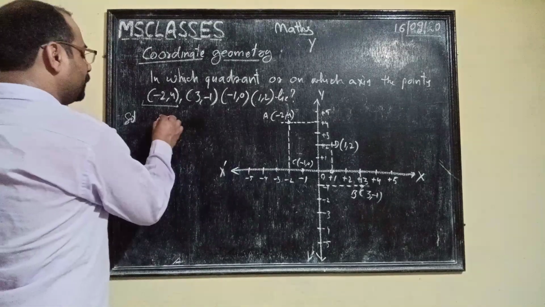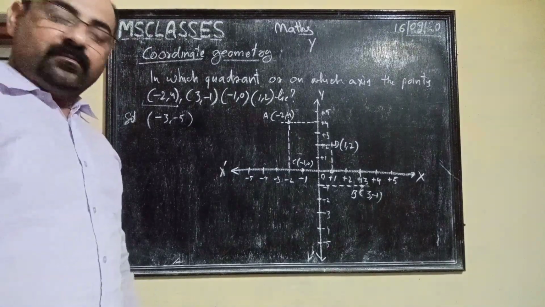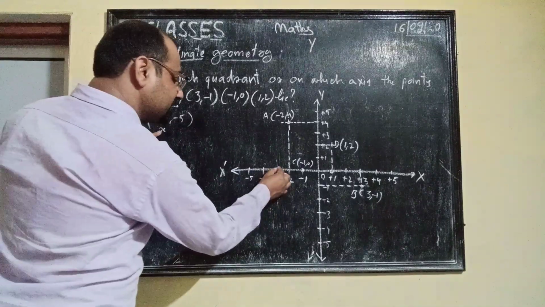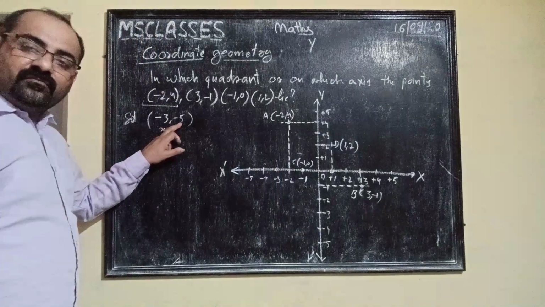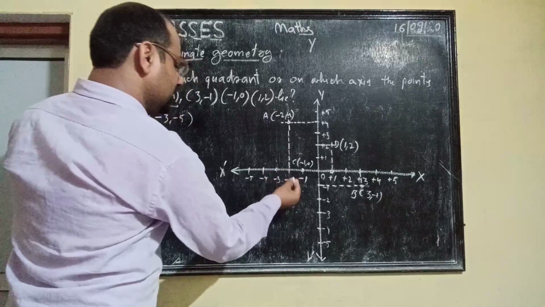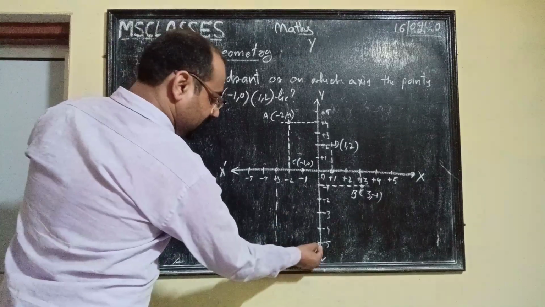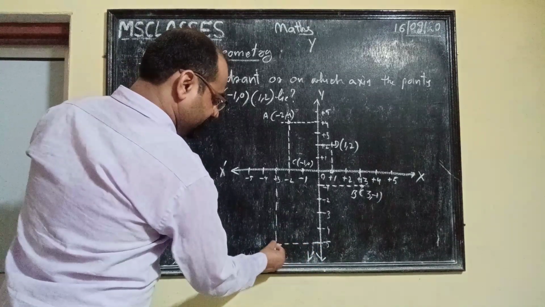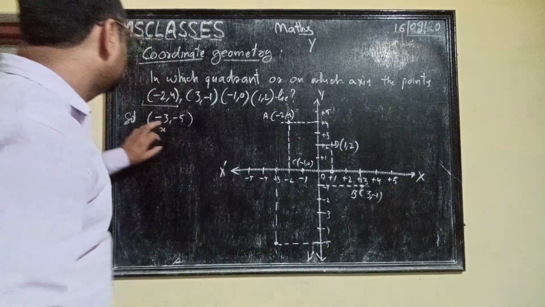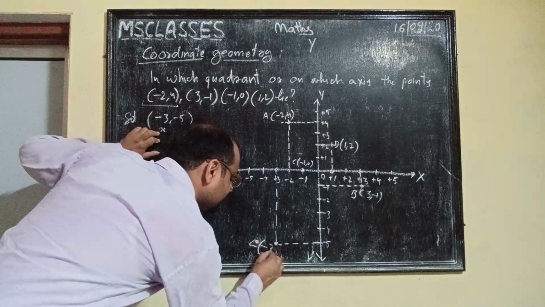Let us take one more point. This is minus 3 comma minus 5. The value of minus 3 is at x, and the value of y is minus 5. So both perpendiculars are in the third quadrant. So this is minus 3 and this is minus 5. When both perpendiculars intersect at that point, it is point E, and the coordinates of E are minus 3 comma minus 5.